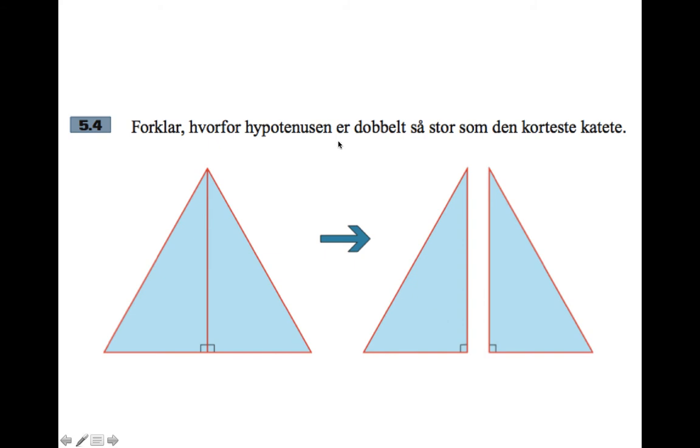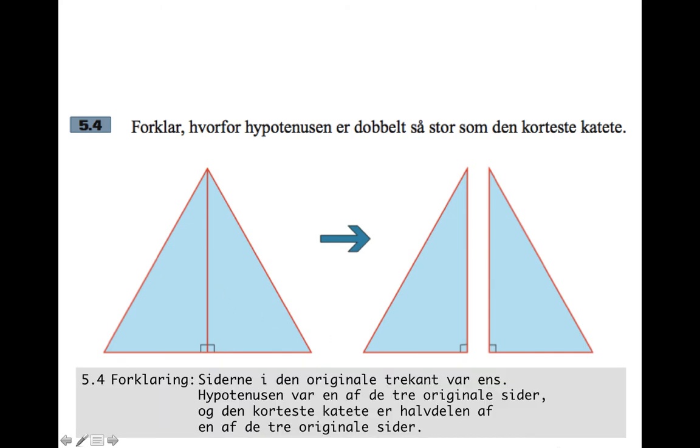5.4, explain why the hypotenuse is twice as much as the shortest side. Okay, so explain why the hypotenuse, that's this side here, which was one of the sides of the equilateral triangle, I should say. Explain why that is double this length at the bottom. So I've put the sides in the original triangle were the same, were equal, because it was an equilateral triangle. The hypotenuse was one of those three original sides. And the shortest side in the right-angled triangle is half of one of the original sides. So the hypotenuse is twice that shortest side. There's probably a better way to explain that.